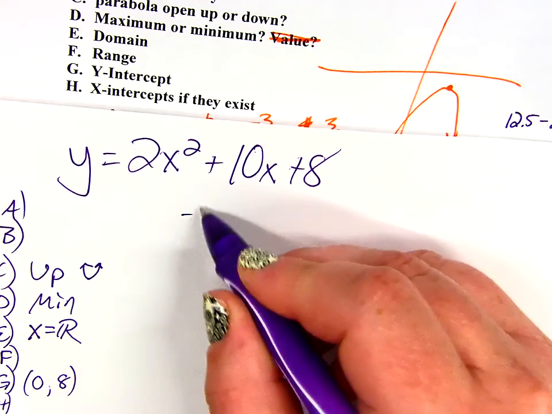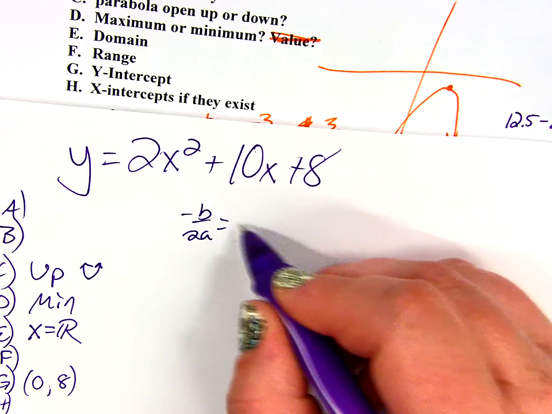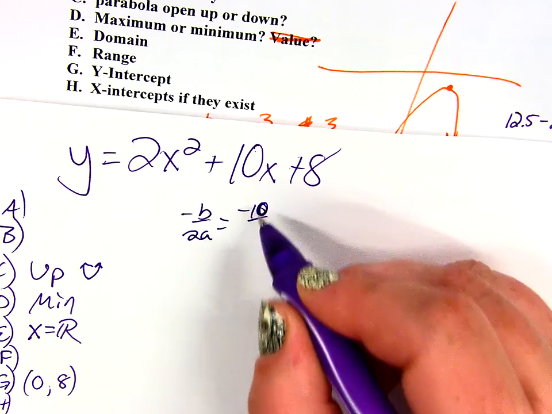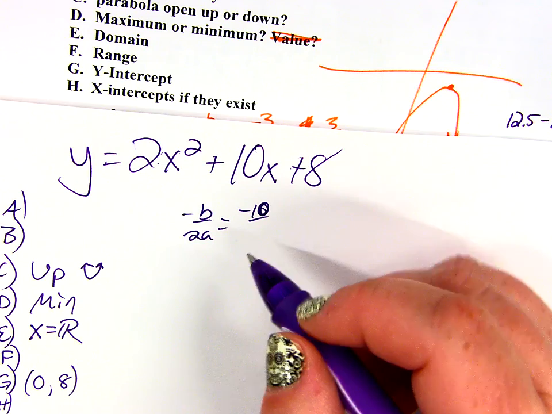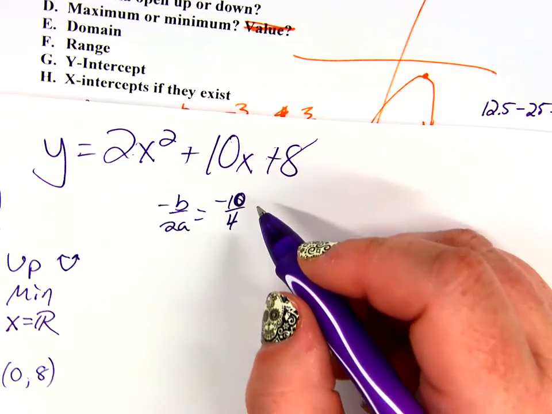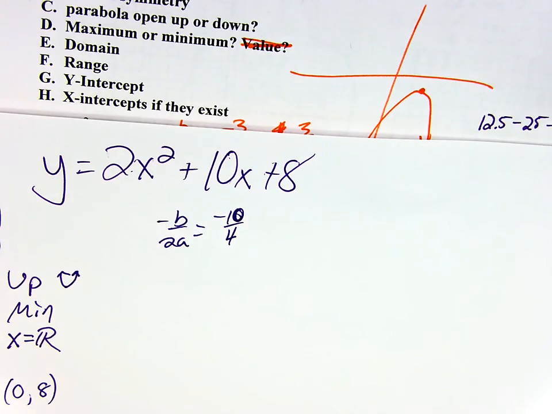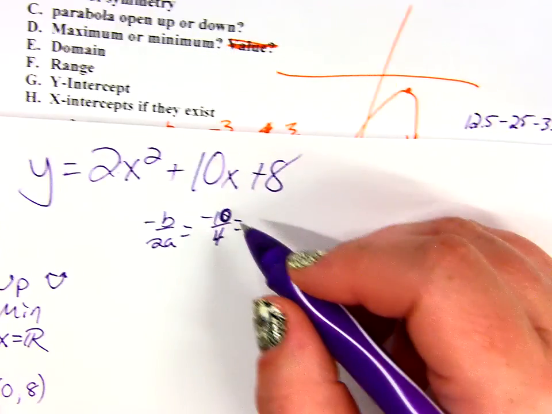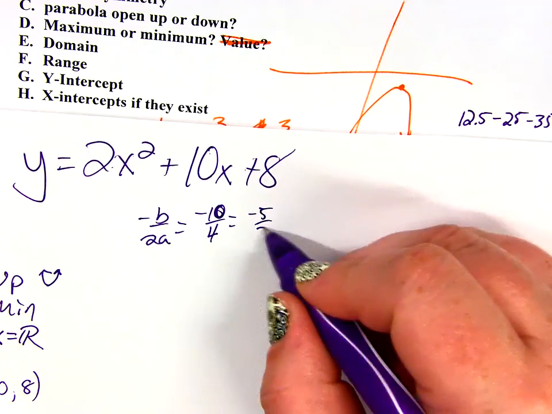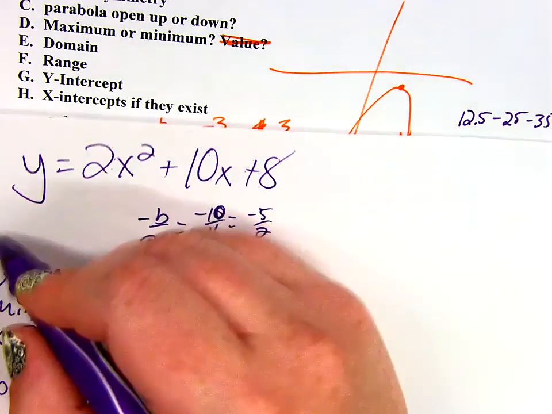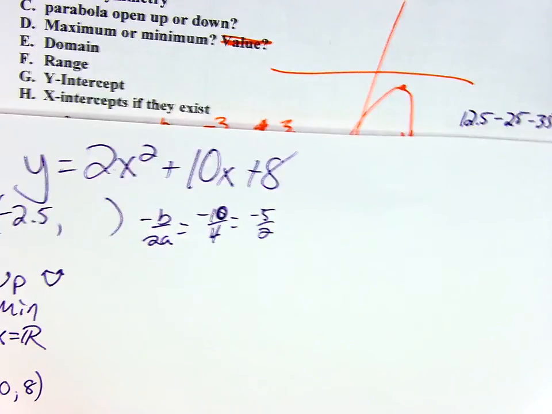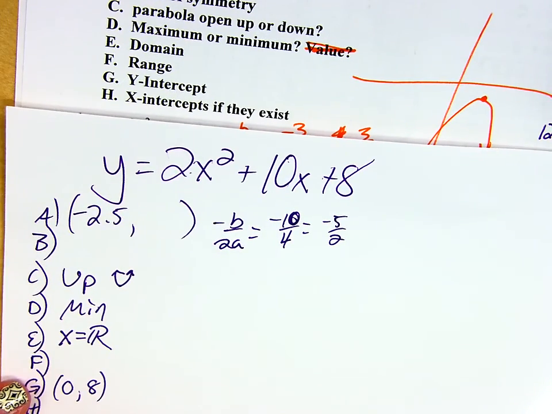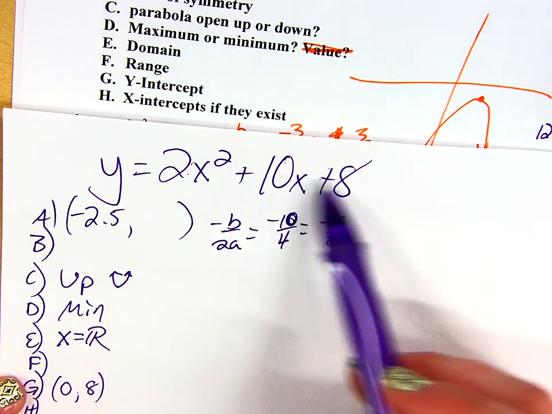So, negative b over 2a, negative 10 over 2 times 2 is 4. I kept having 5 in my head, and I'm like, how... I don't know, whatever. Okay, so that gets me negative 5 halves or negative 2.5. That's the x coordinate, right? I now need to find the y coordinate. So I need to take negative 2.5 and plug it back in.